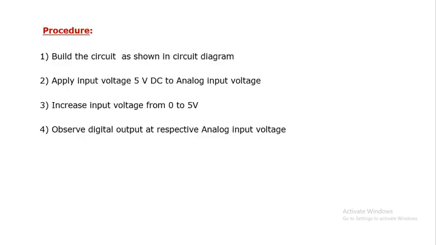The procedure of the circuit will be like this. Build the circuit in the Multisim software as per the circuit diagram. Apply an input voltage of 5 volt DC to the analog input, increase the input voltage from 0 to 5 volt, and observe the digital output at the respective analog input voltage.